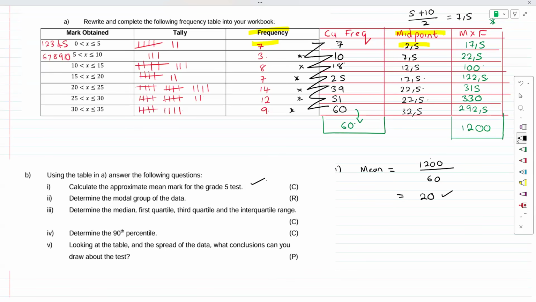What is the modal group of the data? Now, guys, the modal group means the one that appears the most, but we look at the frequency. So go to the frequency, and I see that this one is the modal. That's the most. The one that appears the most is 14, and they want the modal group, which is X greater than 20, but less than or equal to 25. Why? Because this has the biggest frequency.